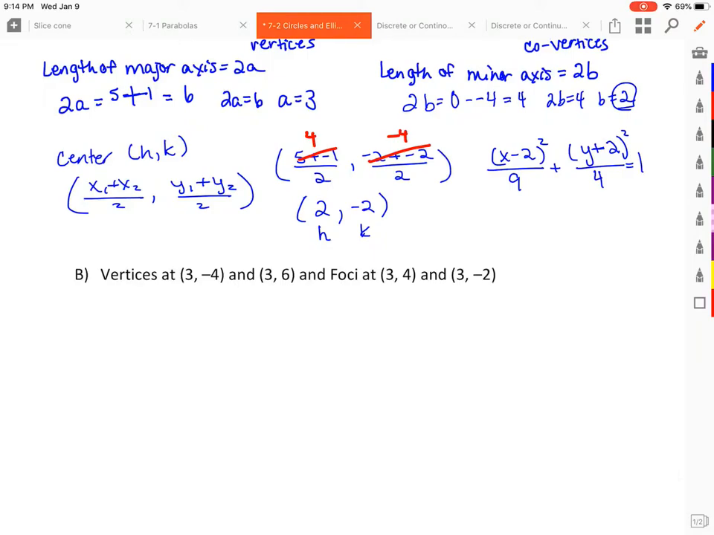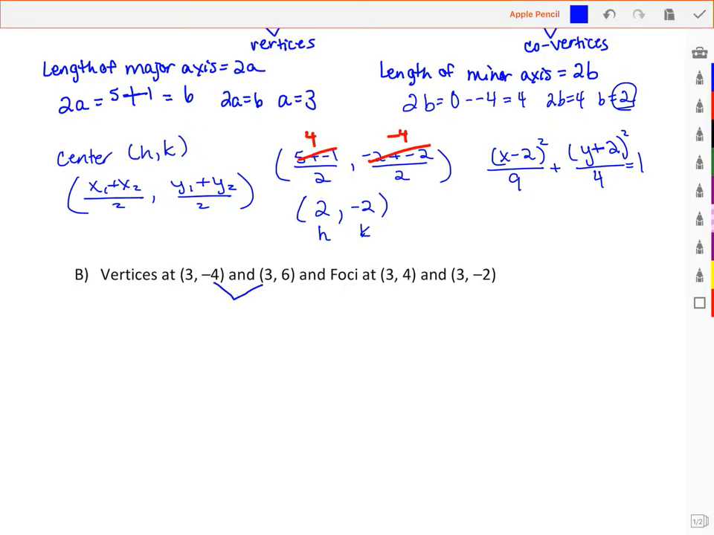Okay, on this one we've got vertices at 3, negative 4, and 3, 6, and the foci at 3, 4, and 3, negative 2. So again, we have vertices this time, so that means they gave you the major axis. But this time, instead of giving us the minor axis, they've given us the foci, which, this is another one, the distance between foci is 2c.